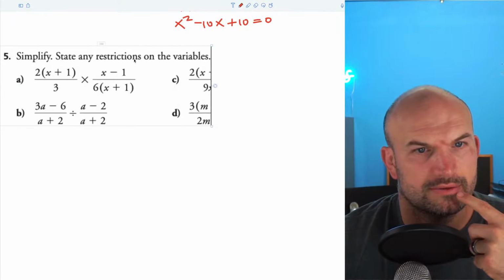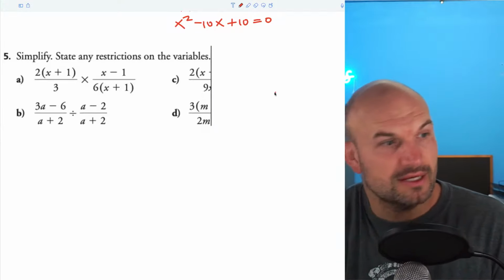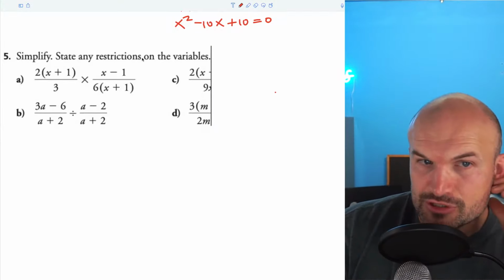All right, we got these. So let's go knock these out. State any restrictions on the variable.